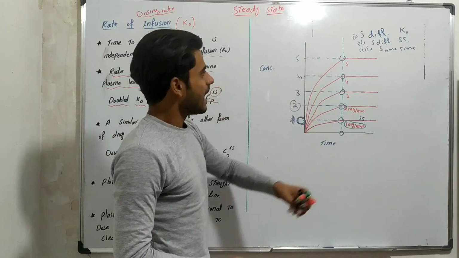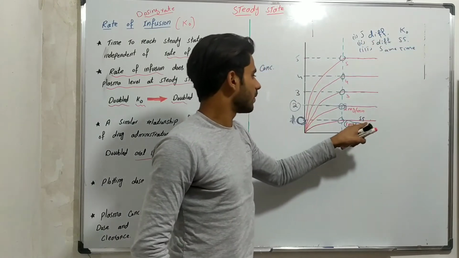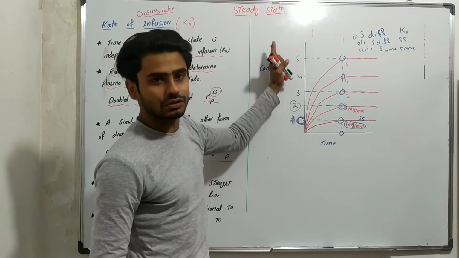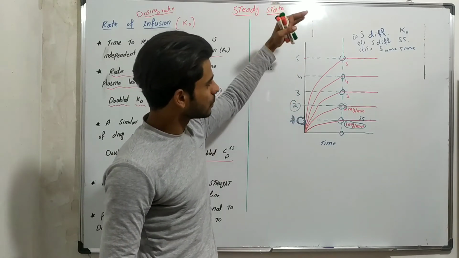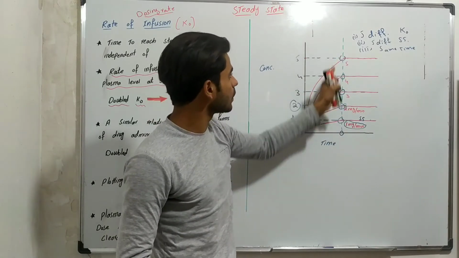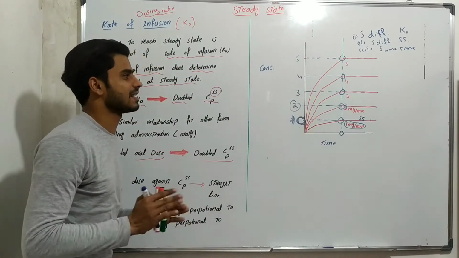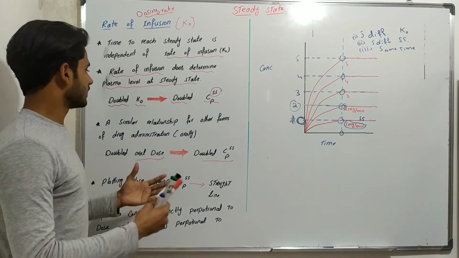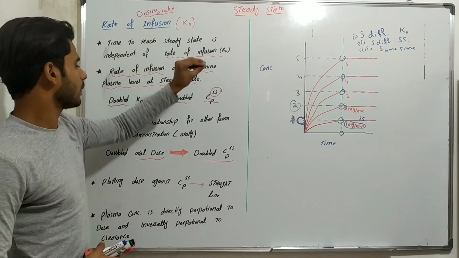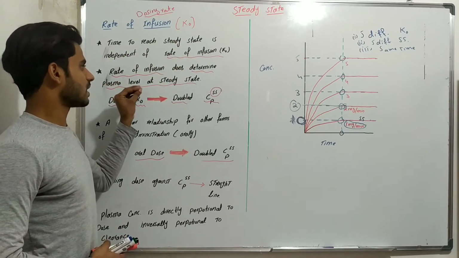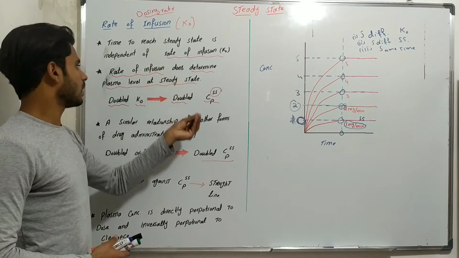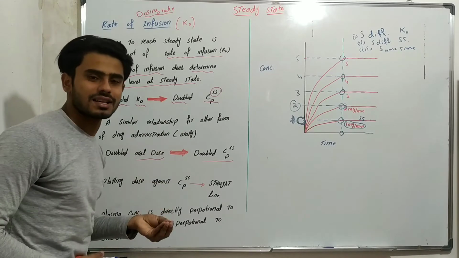So it means that as we are increasing the rate of infusion, 1 mg per minute, 2 mg per minute, the plasma concentration of a drug also increases at steady state. So increasing the rate of infusion increases the plasma concentration, but the time to reach the steady state is the same. So the time to reach steady state is independent of the rate of infusion, but the plasma concentration of a drug at steady state depends upon the rate of infusion. By increasing the rate of infusion, the plasma concentration of a drug at steady state will increase.